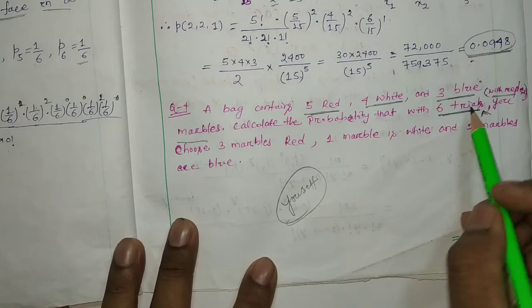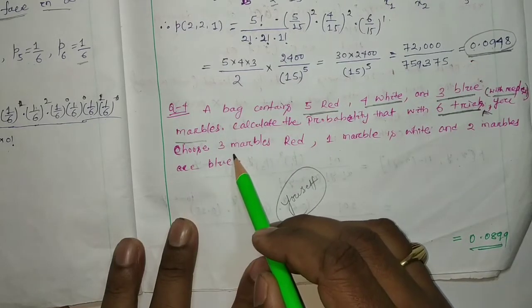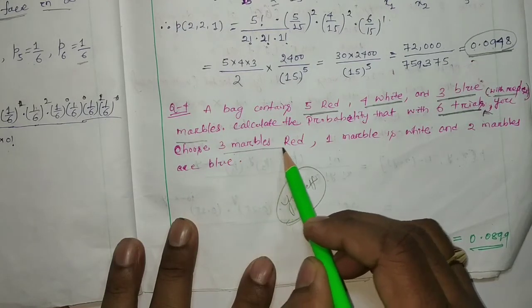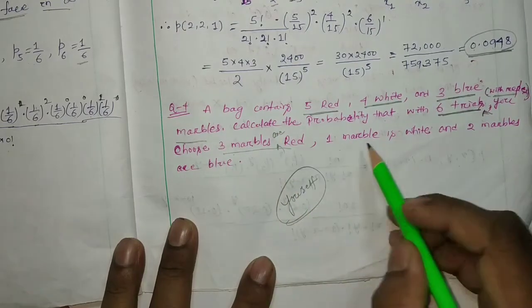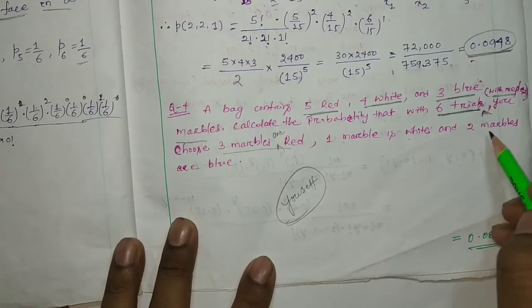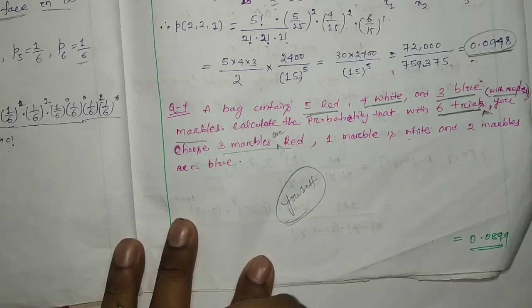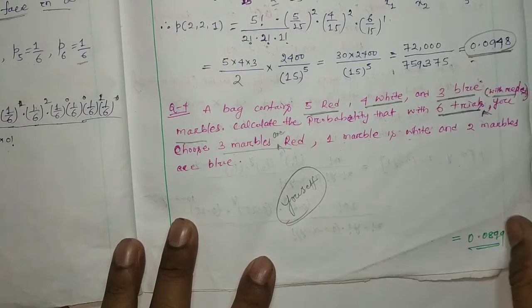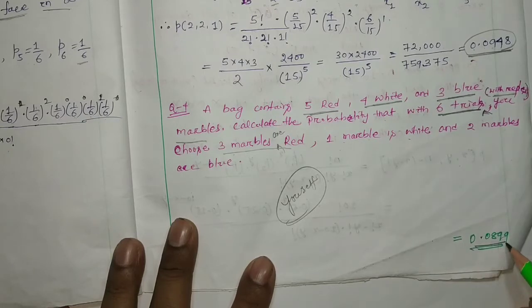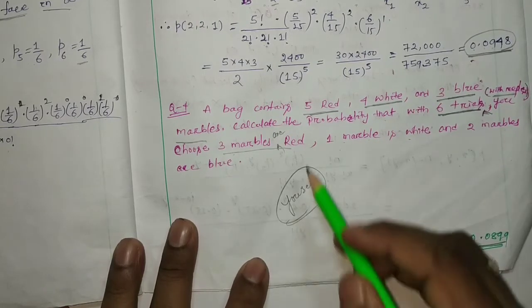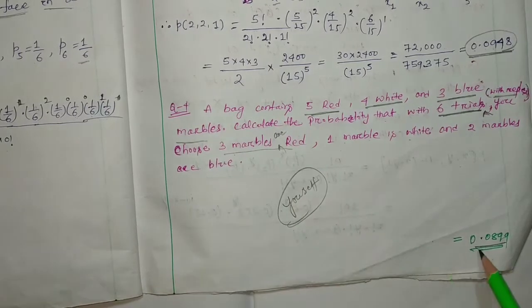So you choose in 6 trials and you are going to get 3 marbles red, 1 marble white, and 2 marbles blue. So what will the probability be? Here I have directly written the answer, that is 0.0899. You just do it by yourself and match with this answer.